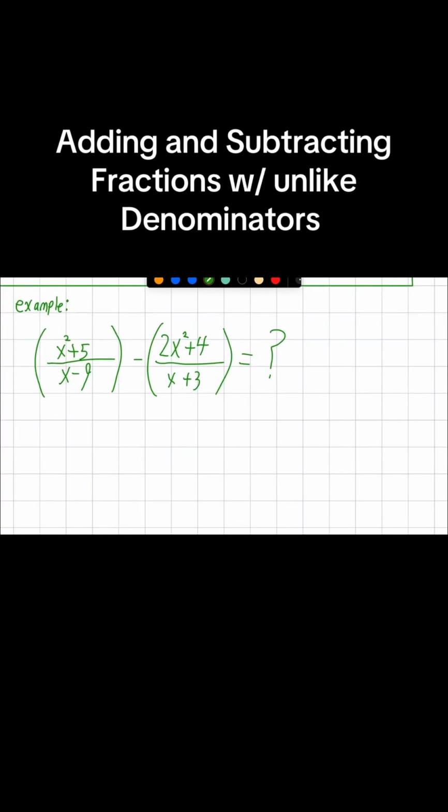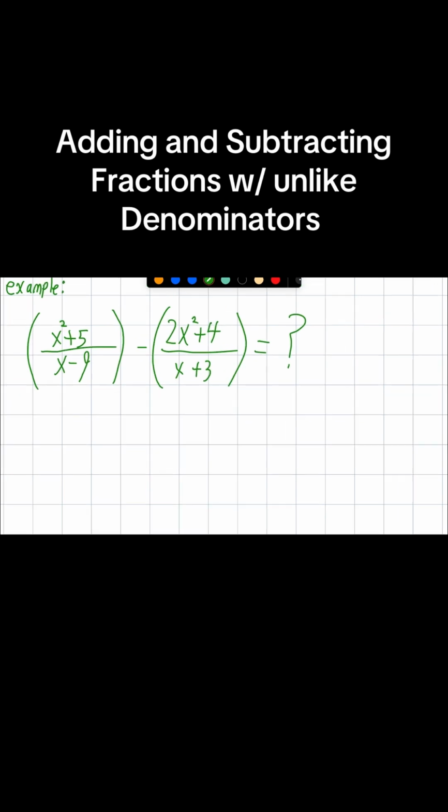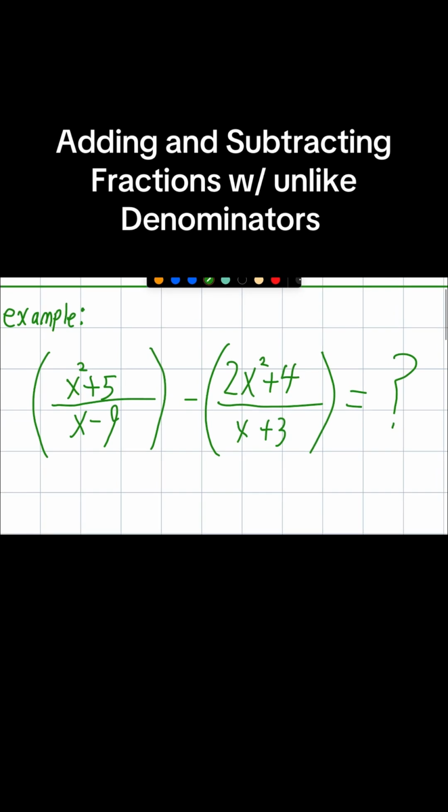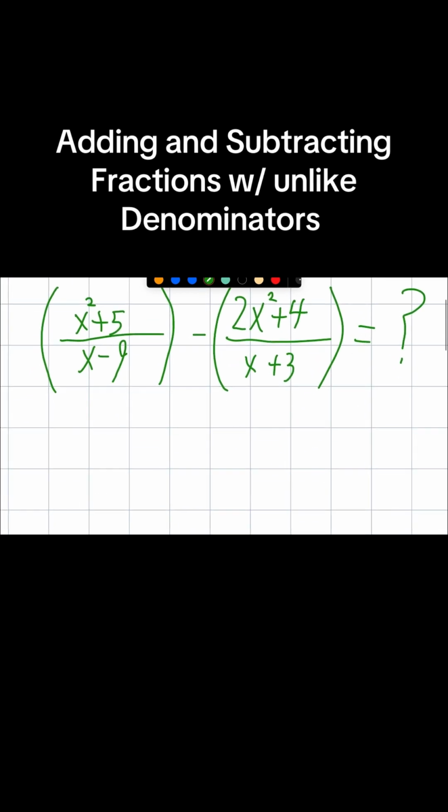So this is going to be a short video on how to add and subtract fractions with unlike denominators. Now we have a problem here: (x squared plus 5) over (x minus 9) minus (2x squared plus 4) over (x plus 3). We can't just subtract this right away because the denominators on the left and on the right are not equal to each other.